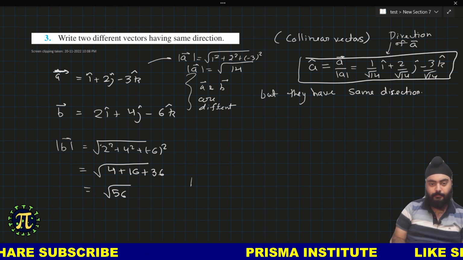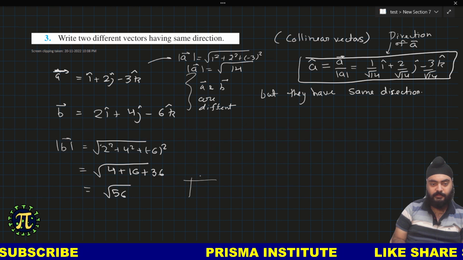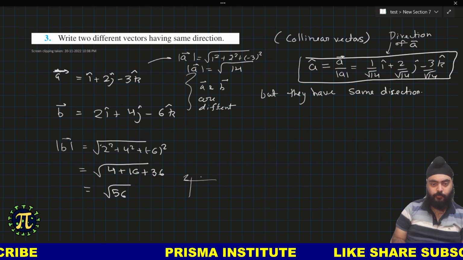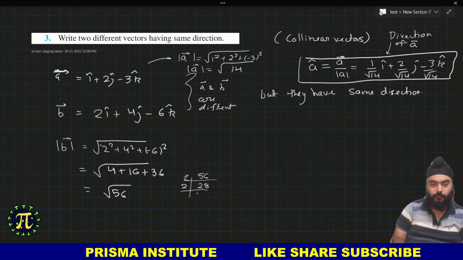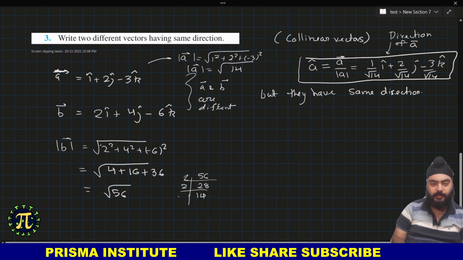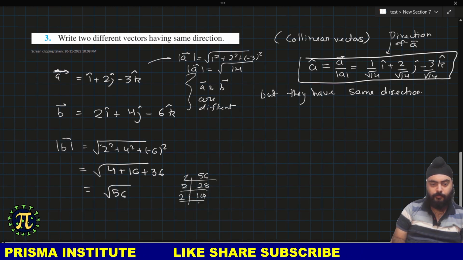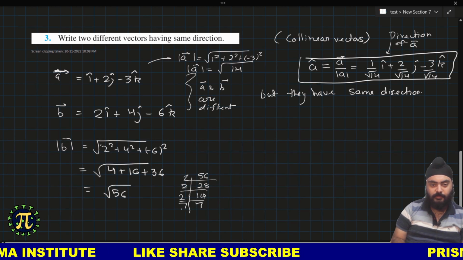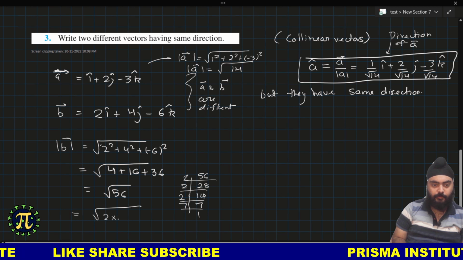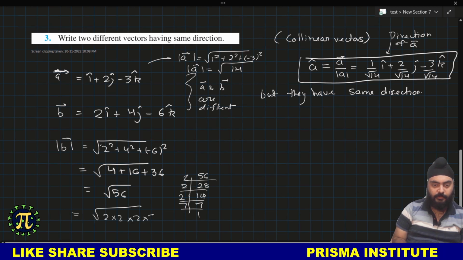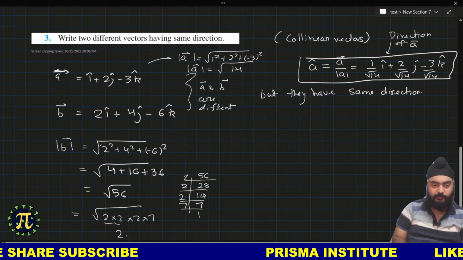So 56, you can decompose it. Divide 56 by 2, so this is 28, then 2, 14, and 14 will not decompose further, we know. So 2, 7 and 7, 1. So what is the square root of this? 2 into 2 into 2 into 7. So one pair will go outside, we will have 2 root 14.